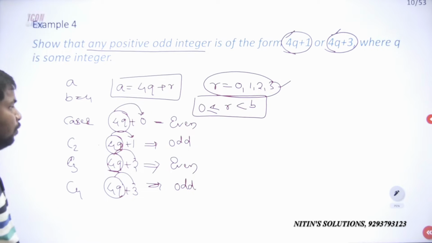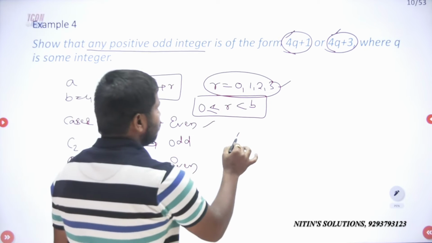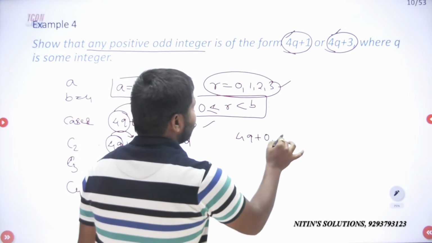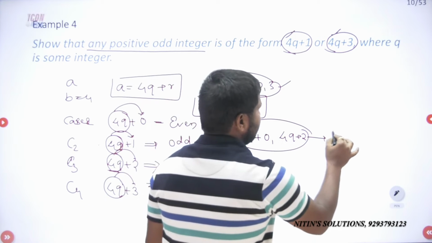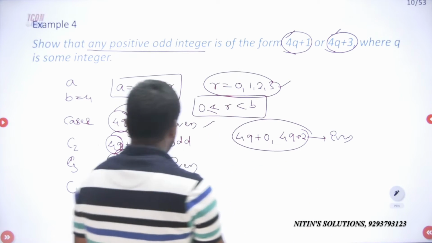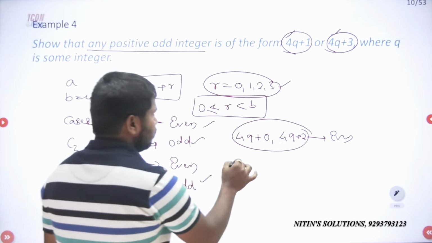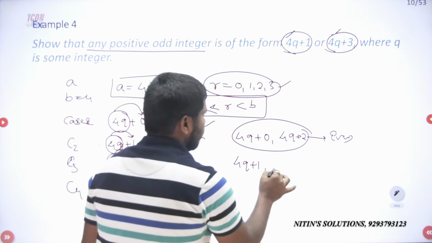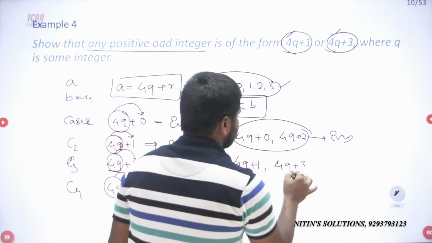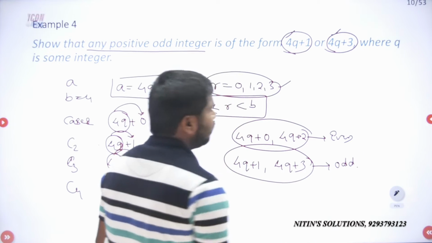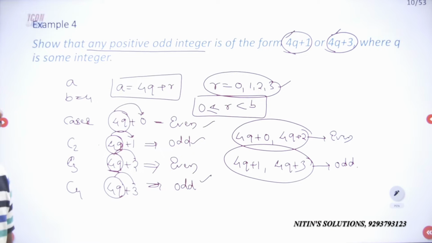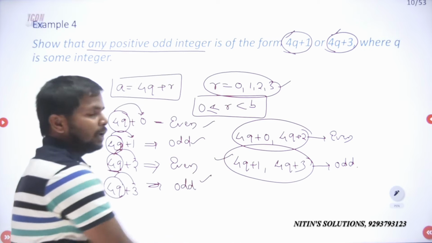Now, what we need to prove? Here 4q plus 0 and 4q plus 2 are both even numbers, right? Now, what are the odd numbers? The odd numbers are 4q plus 1 and 4q plus 3. 4q plus 1 and 4q plus 3 are odd integers. This is what we have to prove, hence proved.